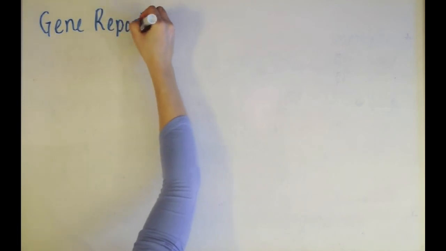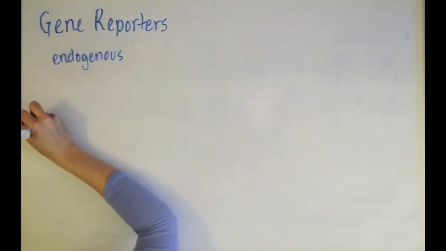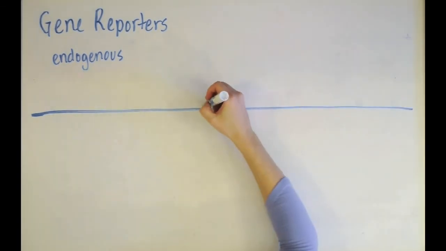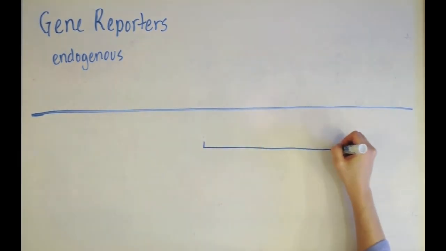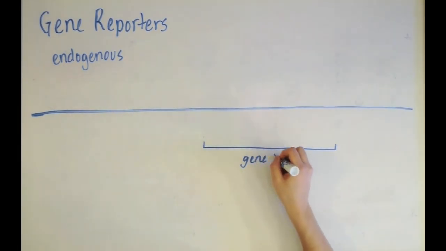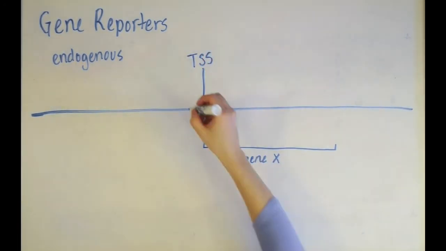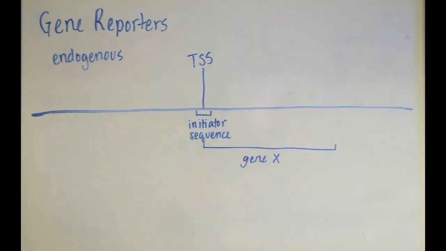Finally, I'd like to talk about using gene reporters as a method to measure, monitor, or visualize the transcription of a particular gene. I mentioned this briefly when discussing the yeast Western blot, but let's look at the details a bit more closely. Let's start off with a gene that we'll call gene X. We have the transcriptional start site, the TSS, which is the start of our gene and which is nestled in the initiator sequence.